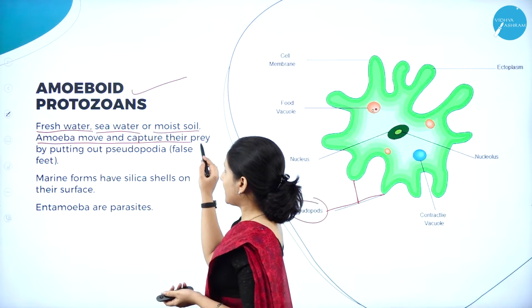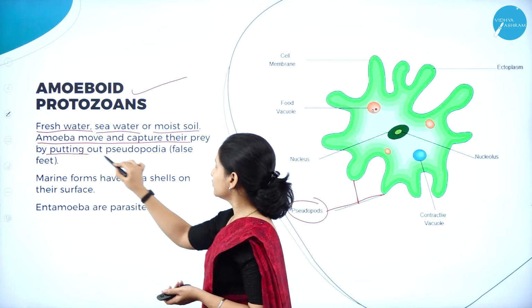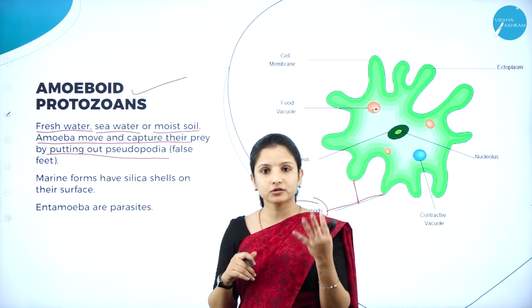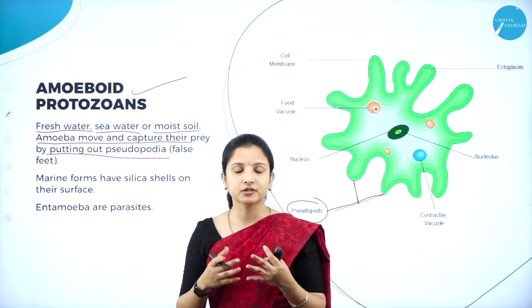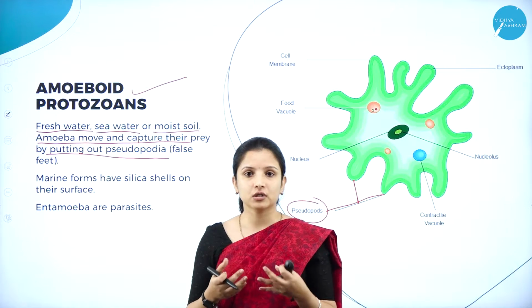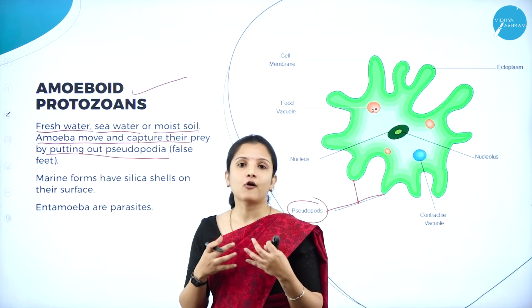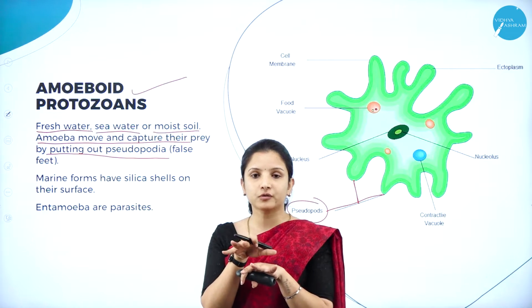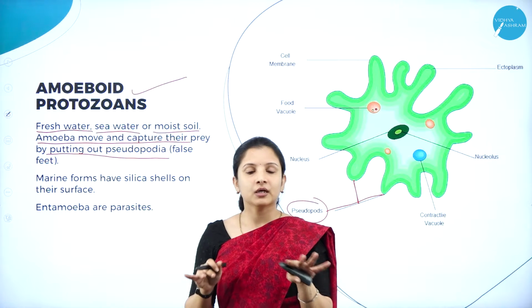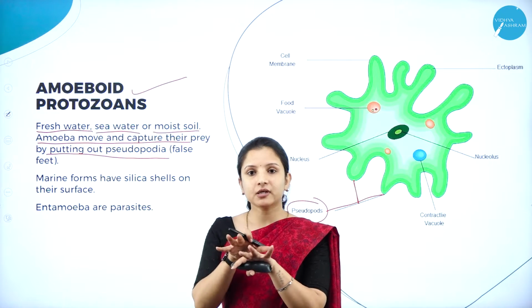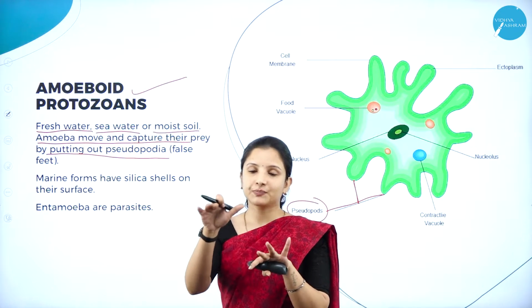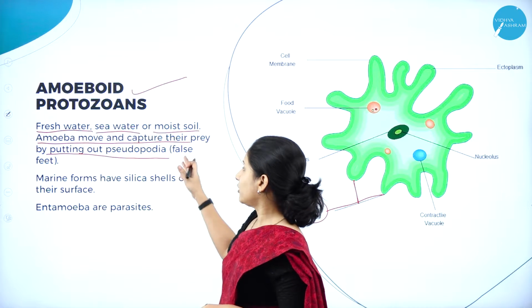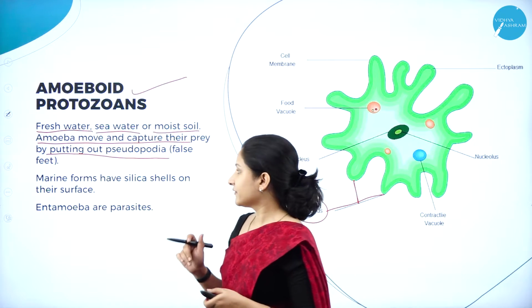So they move and capture their prey by putting out the pseudopodia. Pseudo means false, podia means foot, so it is called false foot. It looks like a foot. Why is it called false foot? Because it is not a foot, but in spite of that, it helps the amoeba to crawl and reach its particular destination. That is why it is called pseudopodia or false feet.